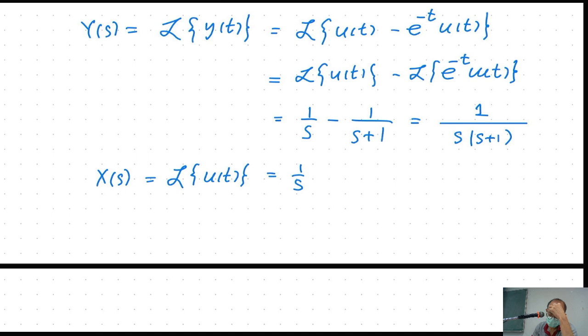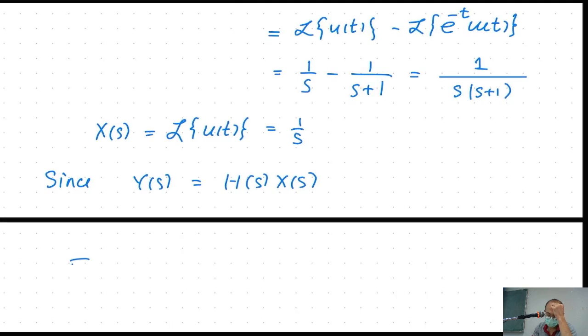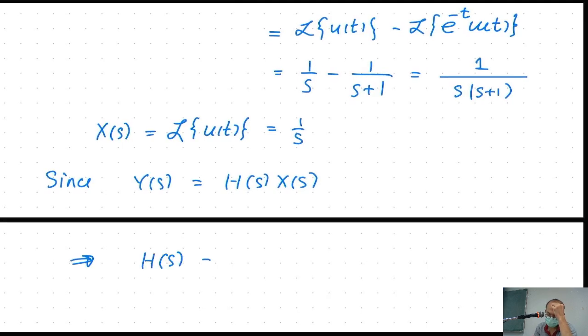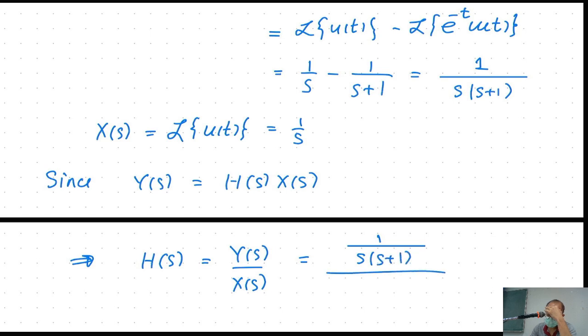So since y is equal to h times x in the S domain, it follows that the transfer function of the system is y over x, right? That is the transfer function. You just divide x across to the left to get h. But y is 1 over s times s plus 1, and x is 1 over s, right? So if you divide them, you get 1 over s plus 1.